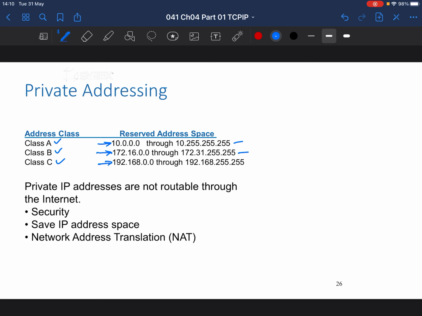So class A is 10, class B is 172.16, class C is 192.168.0.0. Private IP addresses are not routable through the internet, due to security, safe IP address space, and also network address translation, NAT.